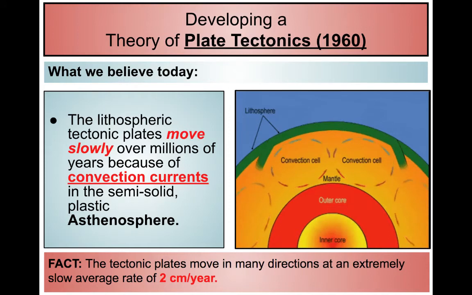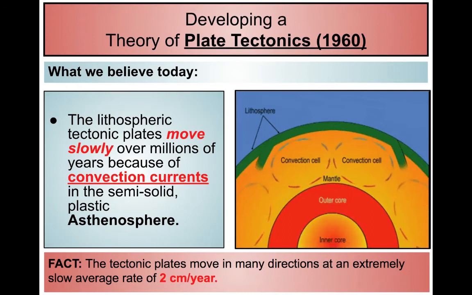Those convection cells are flowing beneath the lithosphere, and they actually drag the lithospheric plates in whatever direction the convection cell is flowing in. And here's a fun fact. The tectonic plates move in many different directions. They all are not just moving in one direction. And there isn't one convection cell in the asthenosphere. There are many. And they move ever so slowly at about an average rate of 2 centimeters per year.